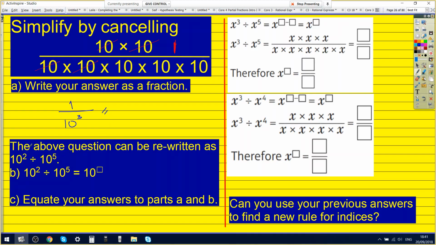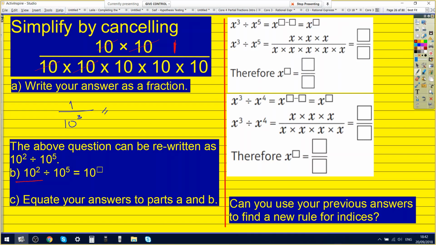So another way to write this question is like you were saying, 10 to the 2 divided by 10 to the 5. Using our index rule, what would you get for that? 10 to the 2 divided by 10 to the 5. How do you do that? Please say that again. So 10 to the 2 divided by 10 to the 5.